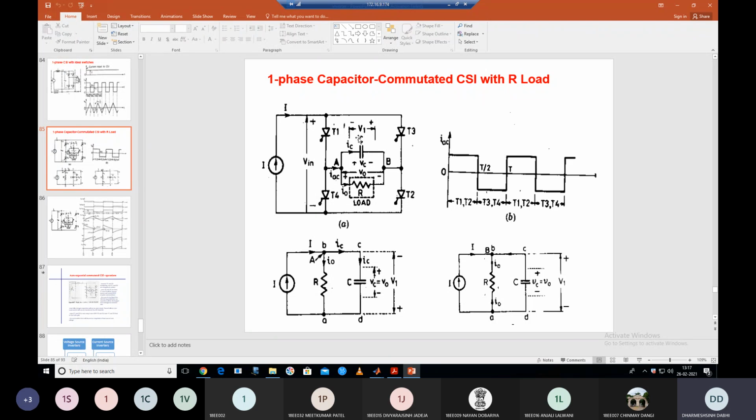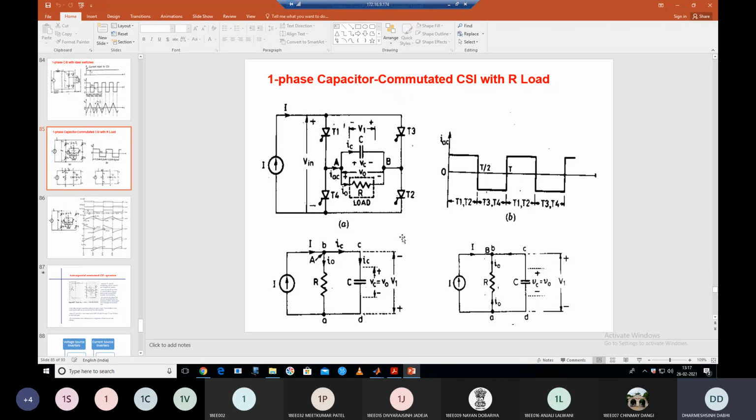We assume that initially the capacitor is charged with this polarity, right hand side positive, left hand side negative. This V1 is the voltage across the capacitor. The capacitor is connected across the load, and here the load is taken as a resistive load. So capacitor voltage is equal to load voltage because both are connected in parallel. This is the equivalent circuit for the condition when T1 and T2 are on.